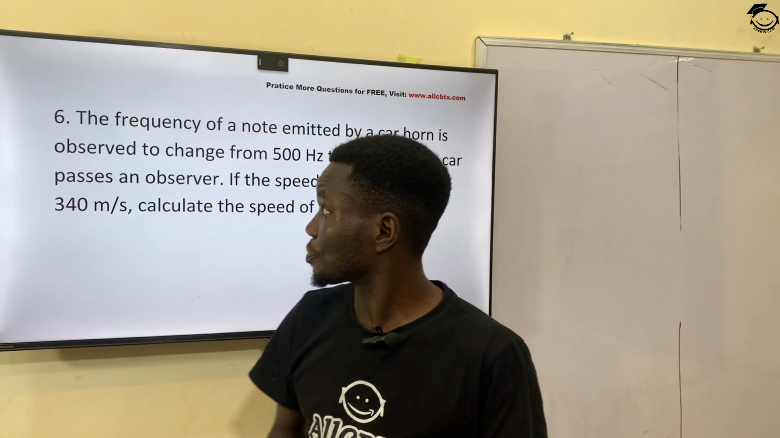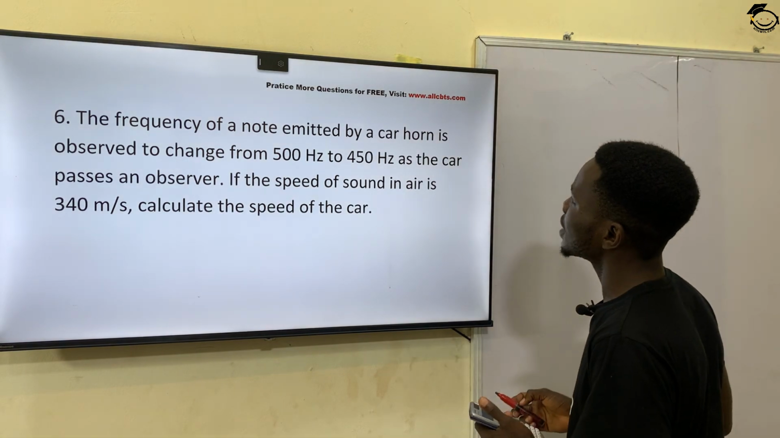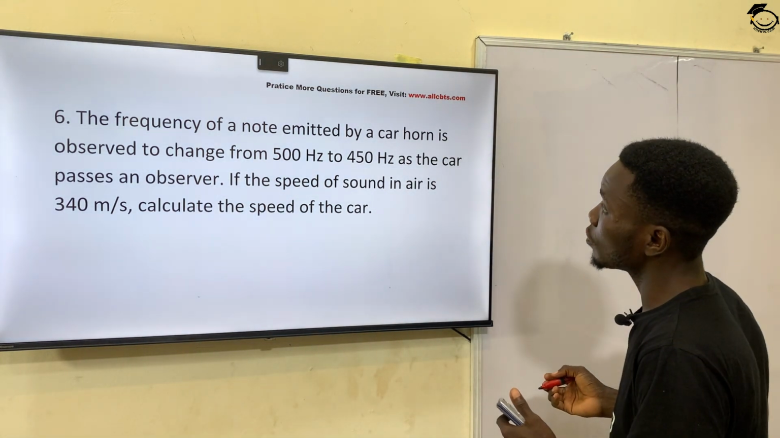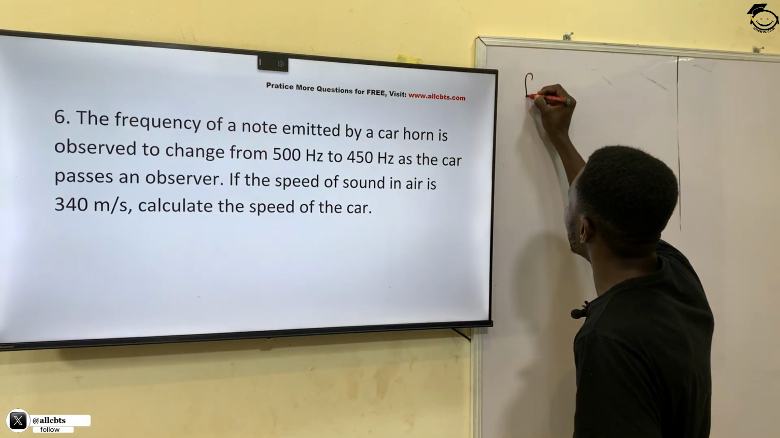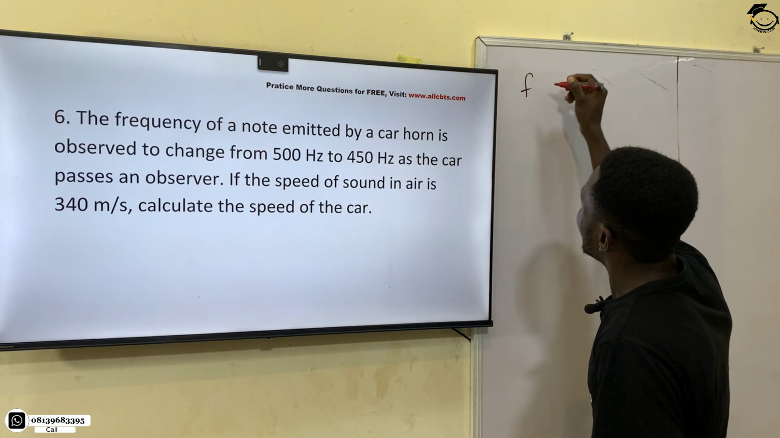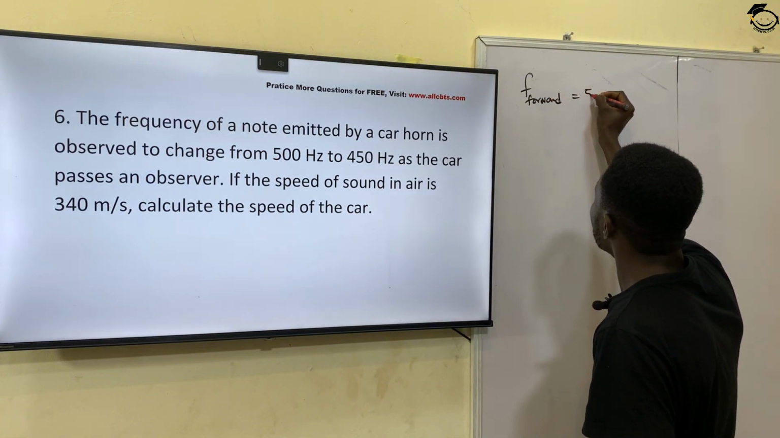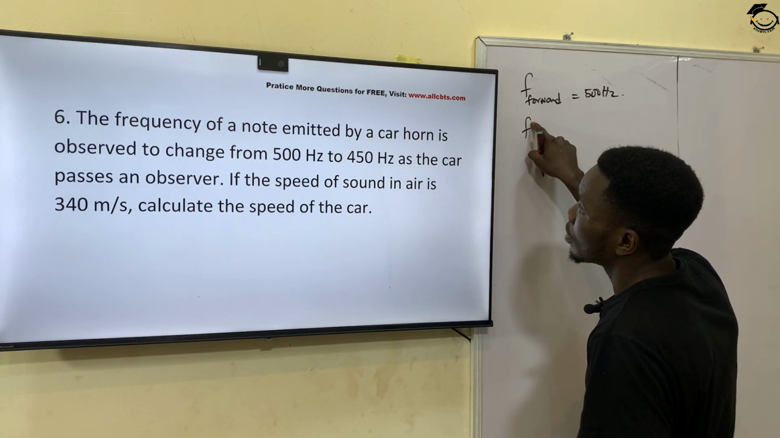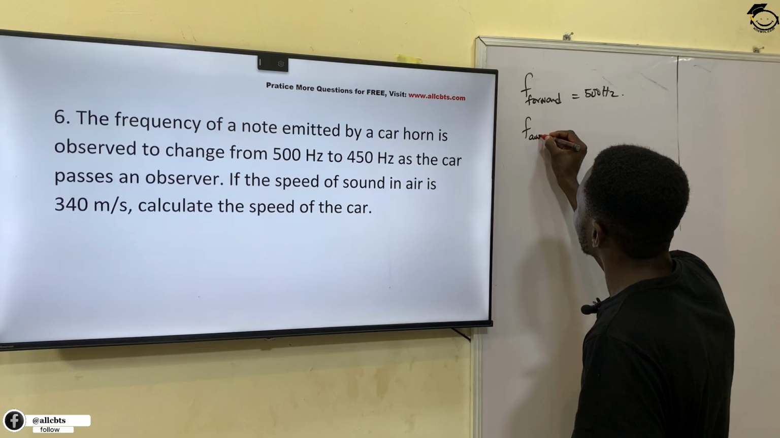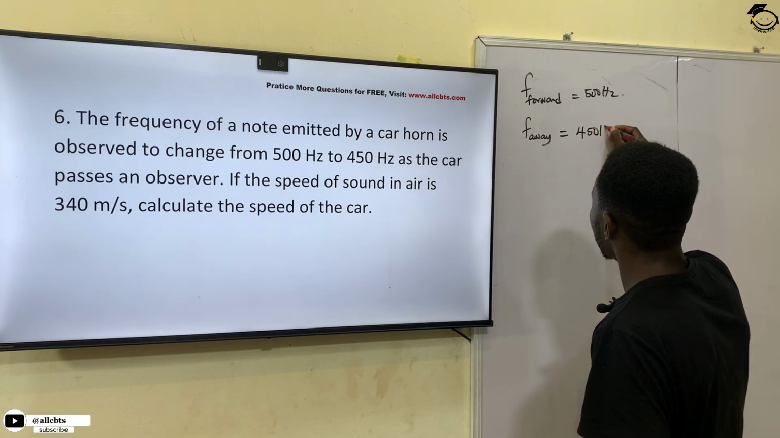Moving on from there, question number 6. It says the frequency of a note emitted by a car is observed to change from 500 Hz to 450 Hz. So we have the frequency forward. Let's say this is frequency forward to be 500 Hz. And then we have the frequency away. Let's just name this as frequency away to be 450 Hz.